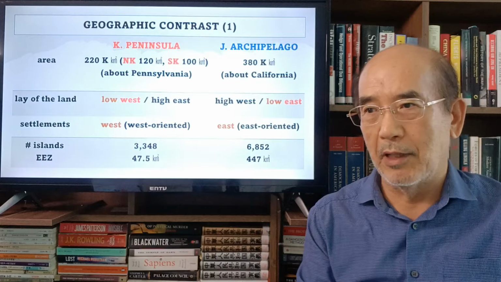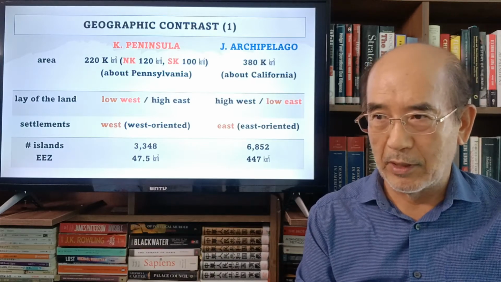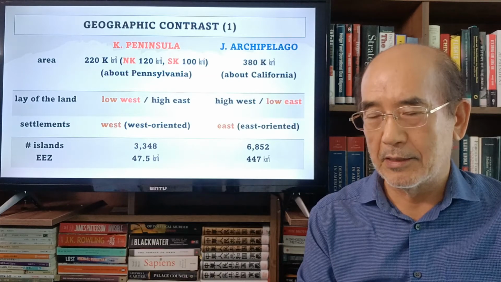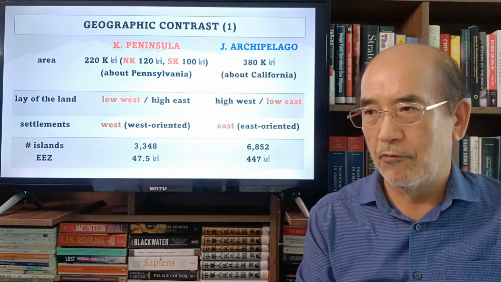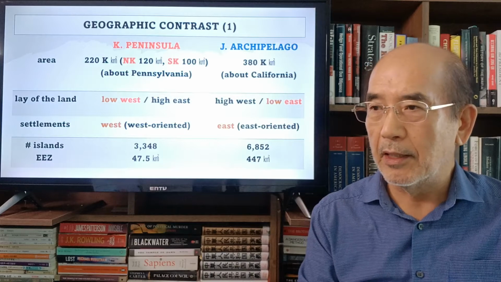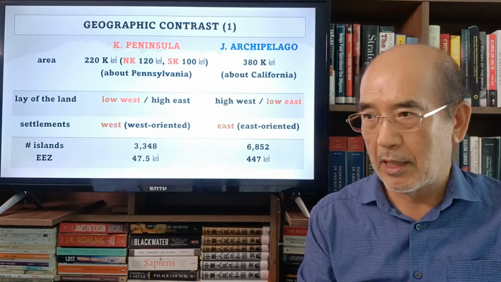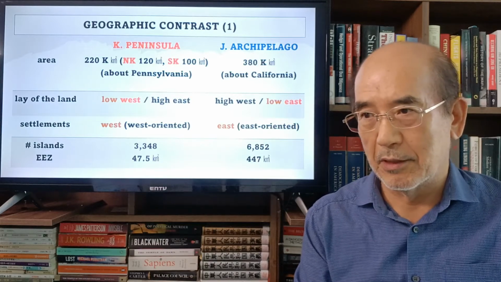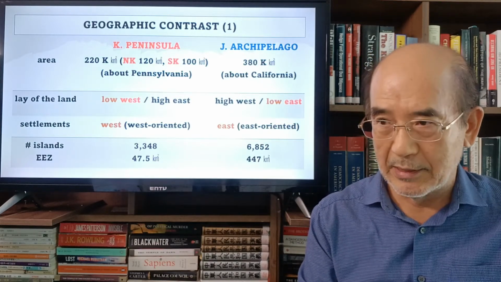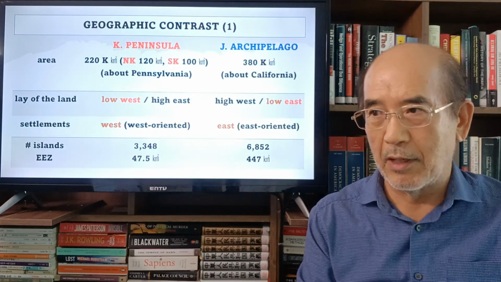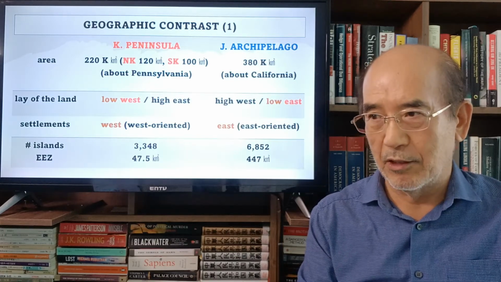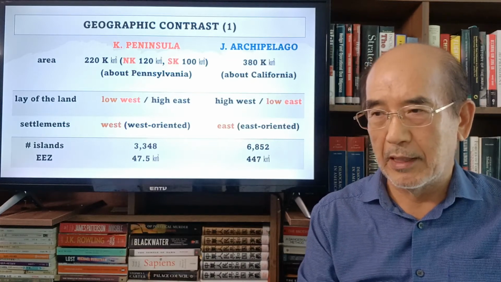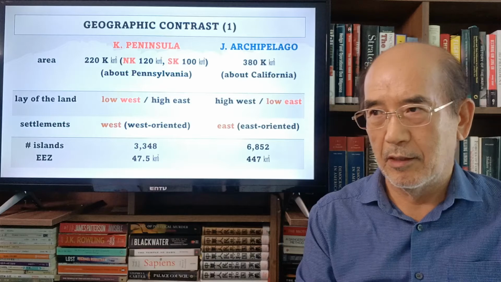If you look at the lay of the land, the west side is low and the east side is high. On the other hand, the Japanese archipelago forms the feature of a high western side and a low eastern side. So again, as we discussed, settlements are on the west side in the Korean Peninsula, but in Japan they are on the east side.